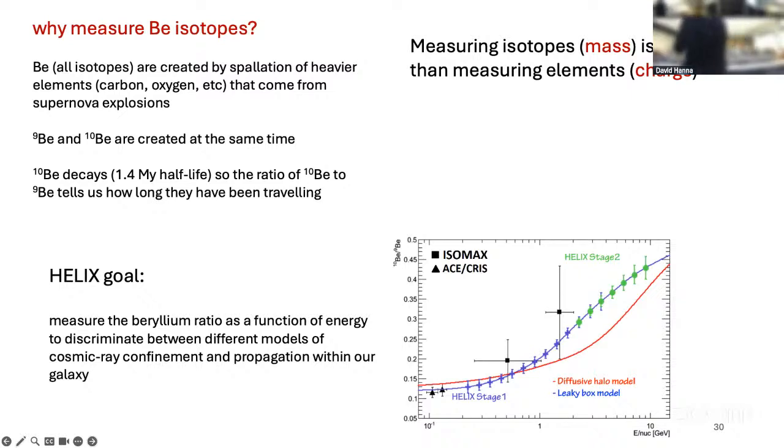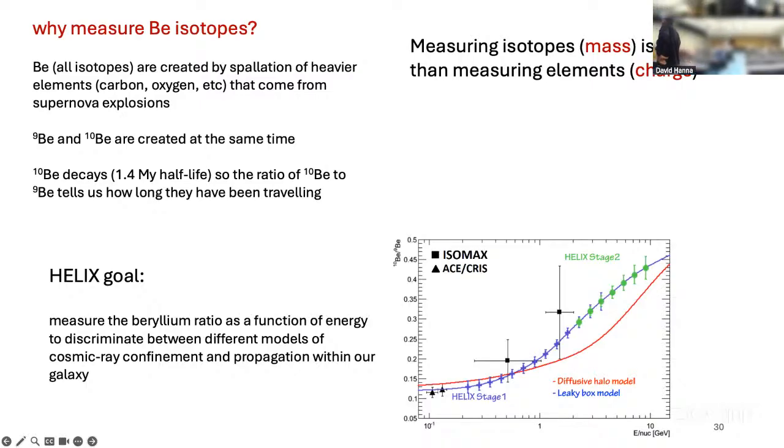Therefore, if you have two that are made at the same time, one's 10 and one's 9, the 10 is eventually going to decay away, so it won't all be there when it comes to the Earth. And so by the ratio of the beryllium-10 flux to the beryllium-9 flux, you can get a handle on some of the parameters of these models.